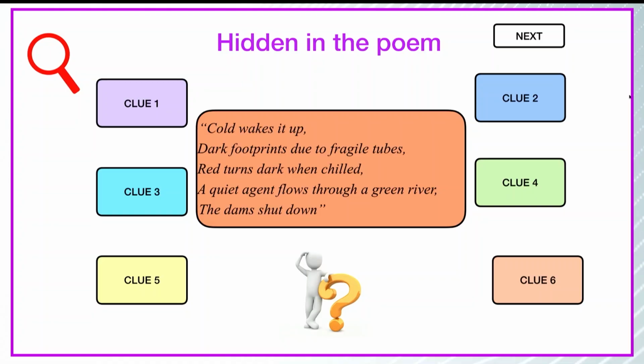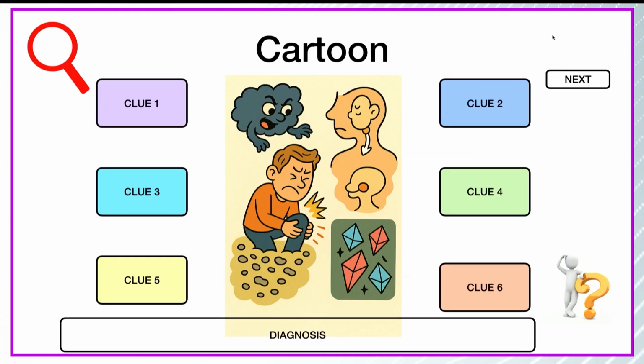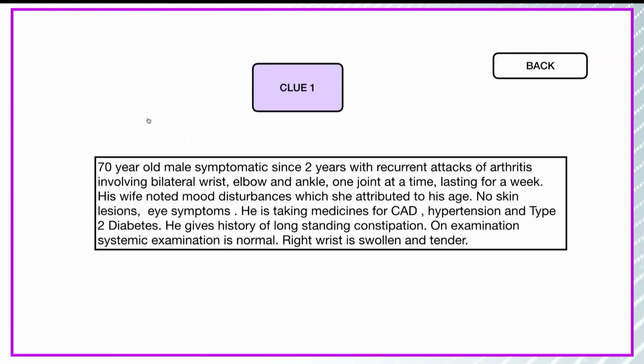So we finished all the 5 candidates. Can we have an audience question? No, prize money will be there. If you want, we will go for an audience question also. So look at the cartoon and tell the diagnosis. Yeah, it's CPPD. So we'll see the clues.